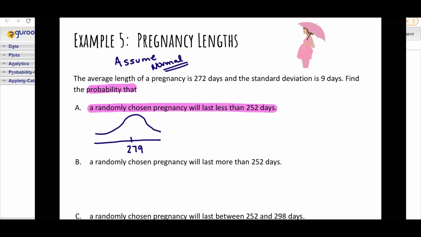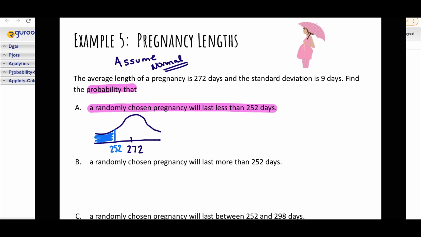So what I encourage you to do is to kind of estimate where 252 would fall in comparison to the 279. I'm sorry, and I just noticed I wrote 279. It should be 272. Sorry about that. Okay, so 252 would fall somewhere to the left of 272, and this doesn't have to be perfect. Okay, and then we want to find the probability that a randomly chosen pregnancy will last less than 252 days. So less would be to the left. So that would be where any shading would go.